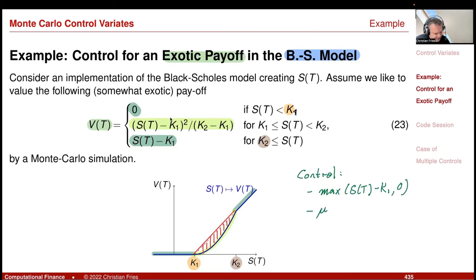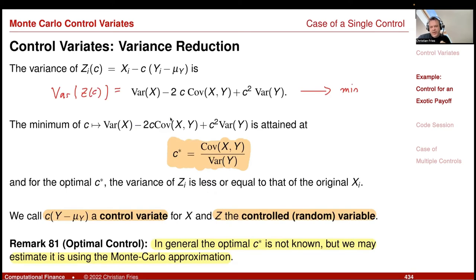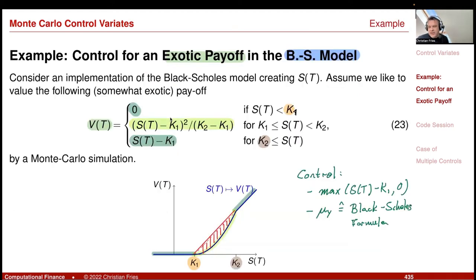So I know that mu_Y is given by the Black-Scholes formula. So I have an analytic formula for something that is close. Now if you look at this picture and go back to the formulas, and you use, for example, C equals 1, then you see what you are doing. You are looking at X minus Y. X minus Y is actually this red area here. Actually with a minus, Y minus X would be this red area here.